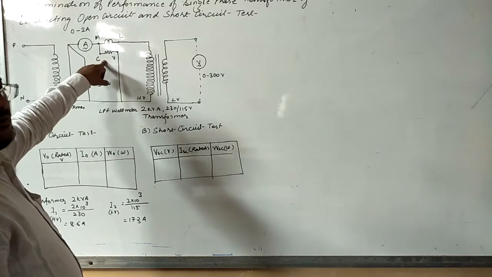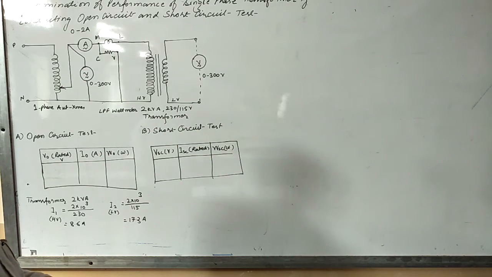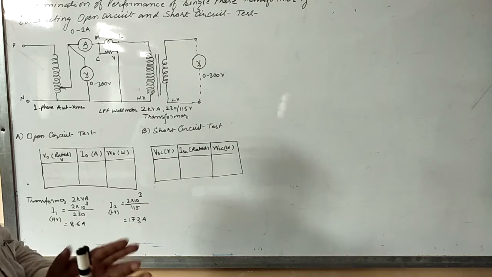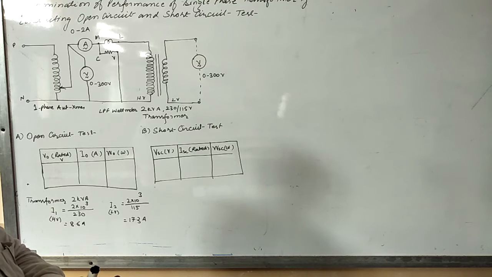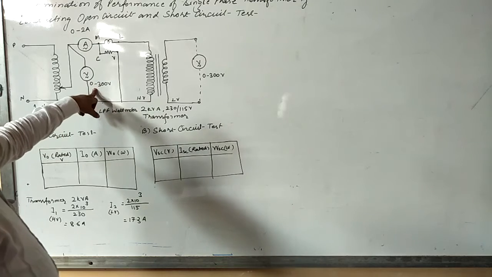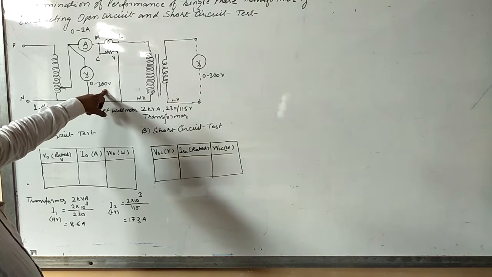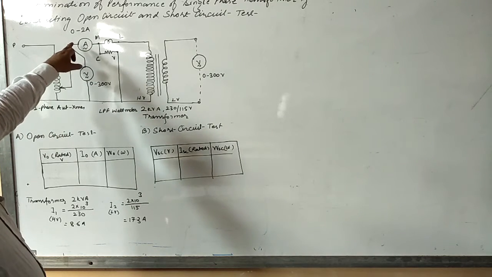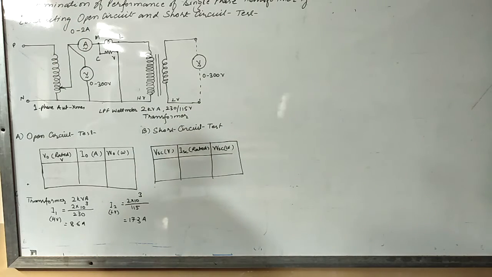This is an LPF wattmeter. Why are we using the LPF wattmeter? Because under no load condition, the transformer working power factor is very poor. It is 0.2, 0.3 like that. So we are specially using a low power factor wattmeter. Now the rated voltage is 230, so we select 0 to 300 volt, and the current is very small, so it is 0 to 2 ampere.